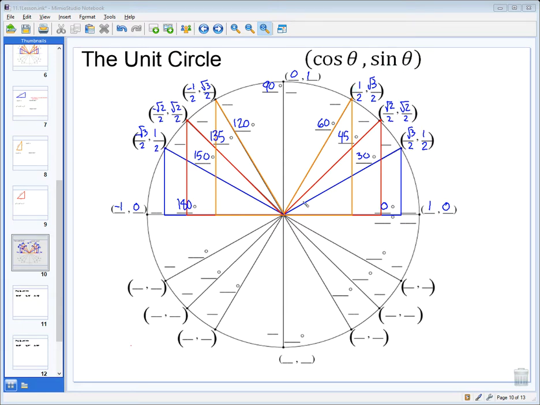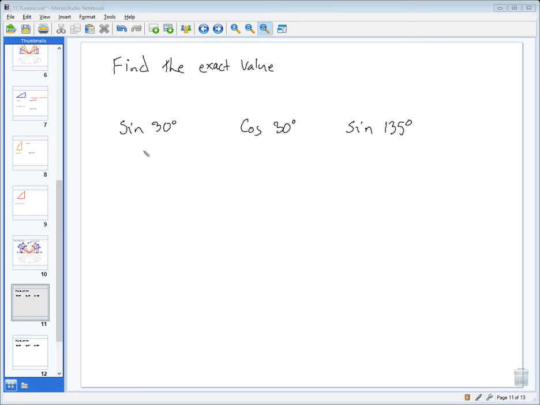So as we're looking at the cosine of 30 degrees, the exact value would be square root 3 over 2. If we wanted the sine of 30 degrees, the exact value would be 1/2. Cosine of 30 degrees, the exact value was square root 3 over 2. And the sine of 135 degrees, so here's 90, here's 135 degrees, the sine value was the same as the sine value that was over here at 45 degrees, which was square root 2 over 2.